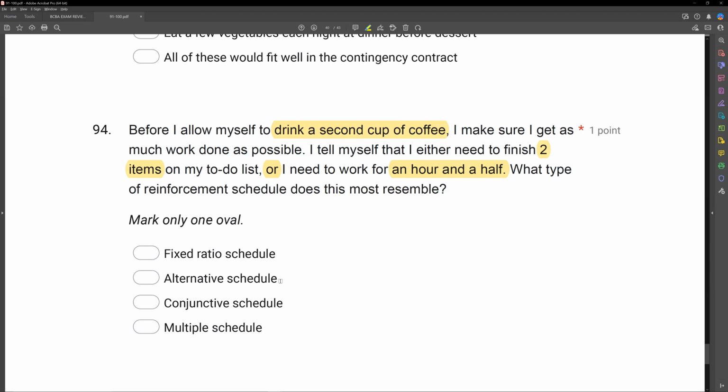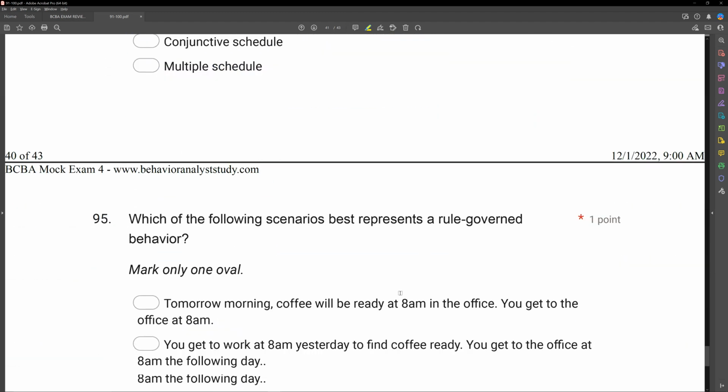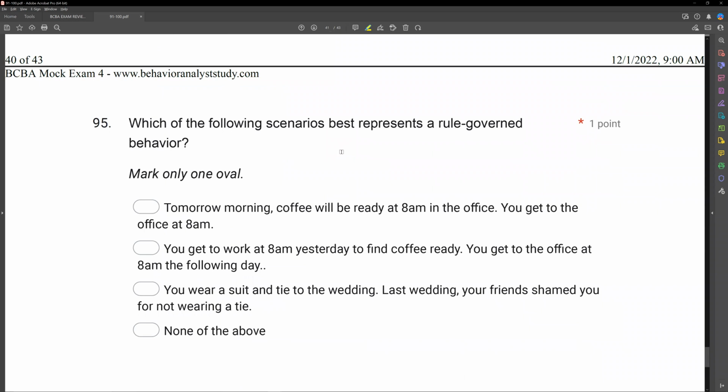What type of reinforcement schedule does this resemble? B, alternative schedule. C, which of the following scenarios best represents a rule-governed behavior?